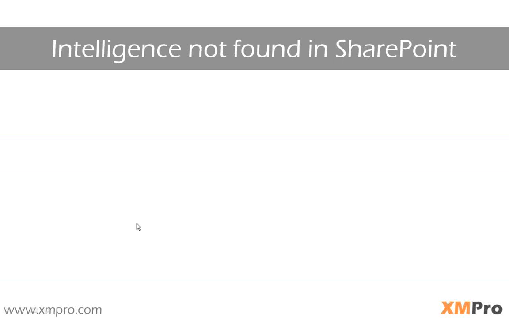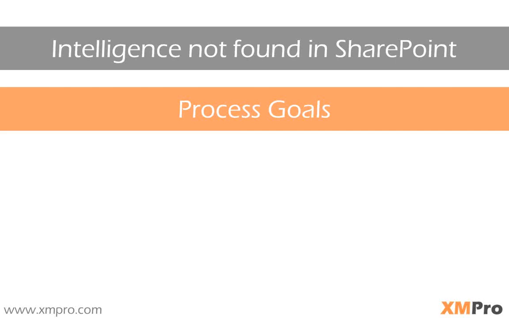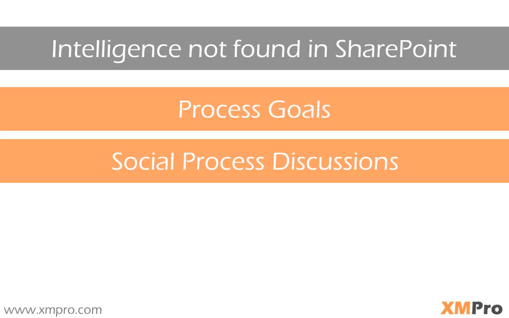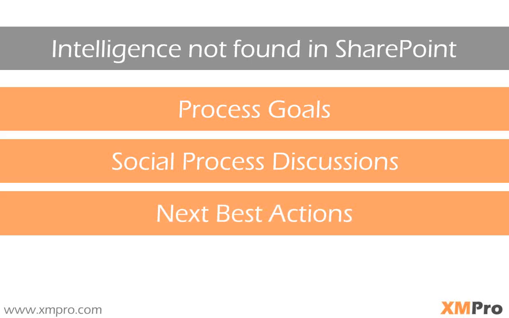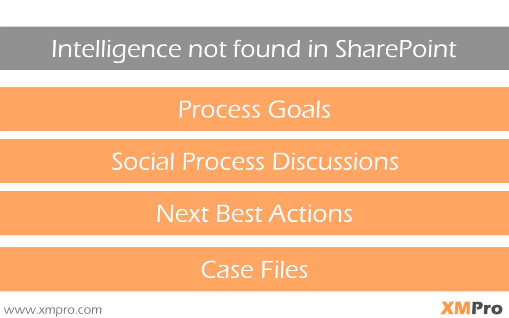What we're going to look at next is intelligence which is not found in SharePoint. The first one we're going to cover is what we call process goals. Second one we're going to cover is social process discussions. The third one is next best actions. And finally, the last one, case files. So we're going to take each of these and have a look at how this intelligence, which is not currently in SharePoint, is brought to SharePoint with XMPro's iBoss offering.